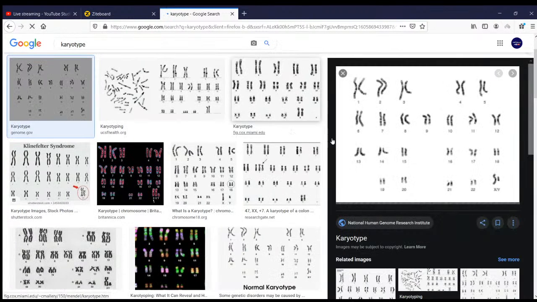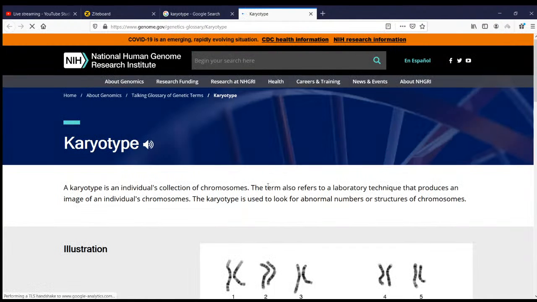This is how a karyotype looks. You can see this is how any karyotype will look. Just look here. You can see the Y chromosome is pretty small compared to the X. So there are 22 chromosomes.